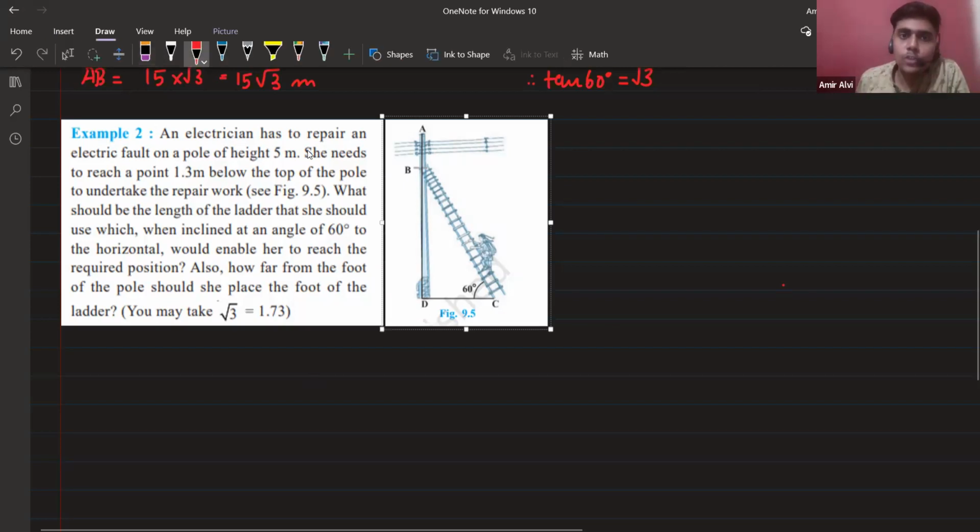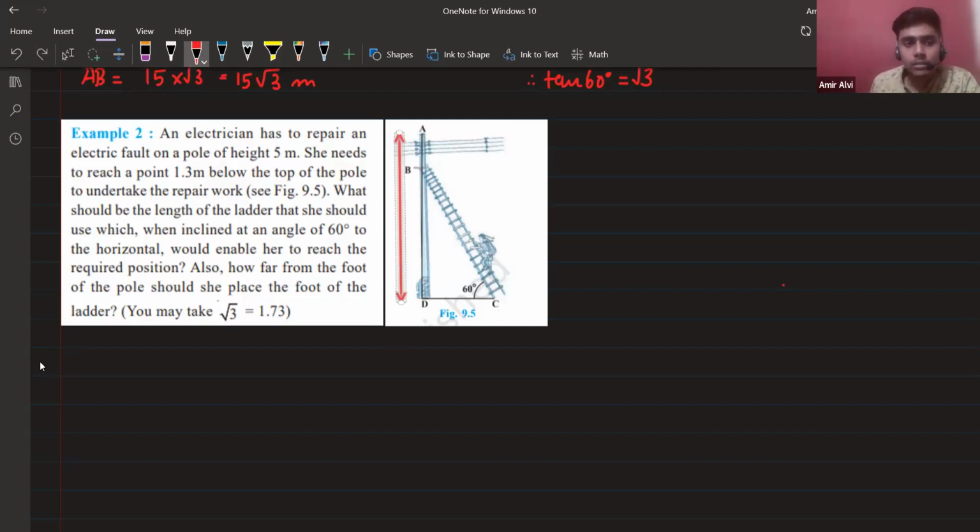An electrician has to repair an electric fault on a pole of height 5 meters. If there is an electric fault on the pole, the electrician climbs the pole. So it means the height of the pole is 5 meters. The value of AD is 5 meters. The pole is this long, A to D. Everybody clear? So can I write AD as 5 meters? Yes.